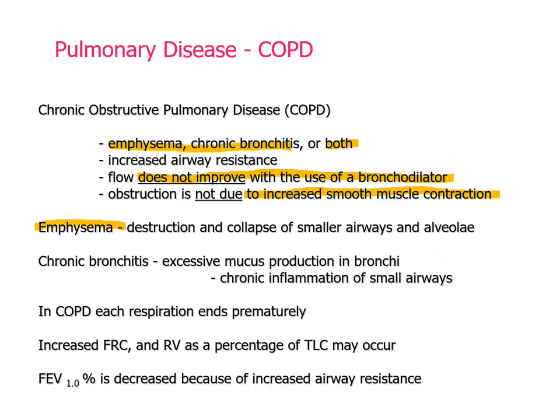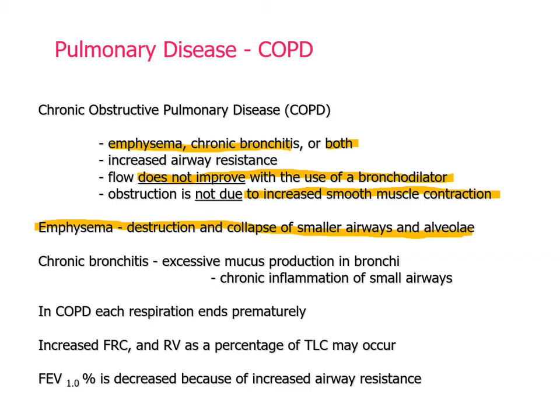In emphysema, you have a destruction of the airways, mainly loss of alveoli. You actually get tissue loss. In chronic bronchitis, with inflammation in the bronchioles, you have excess mucus production. Often the mucus-producing cells increase in number, and you have a chronic inflammatory process going on.